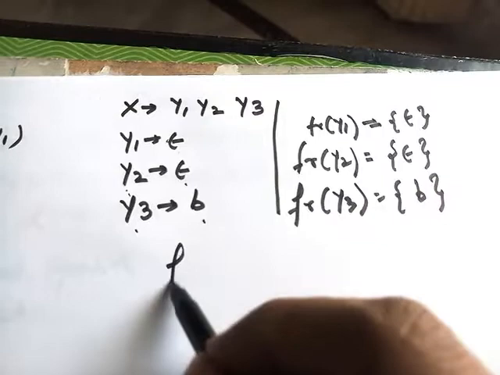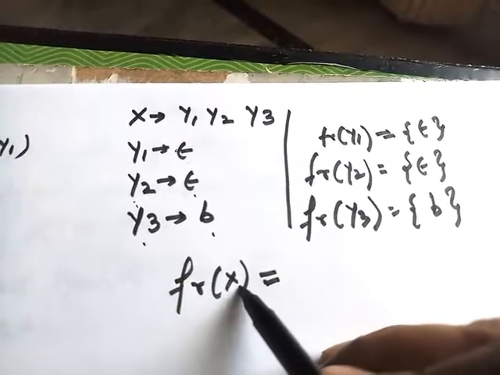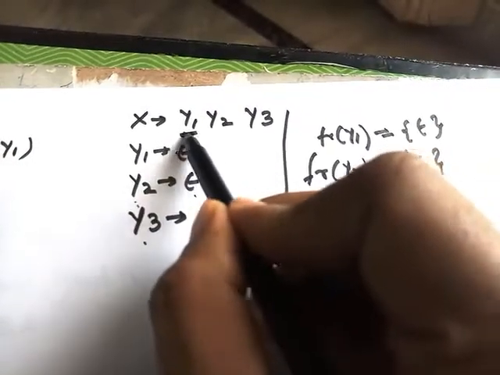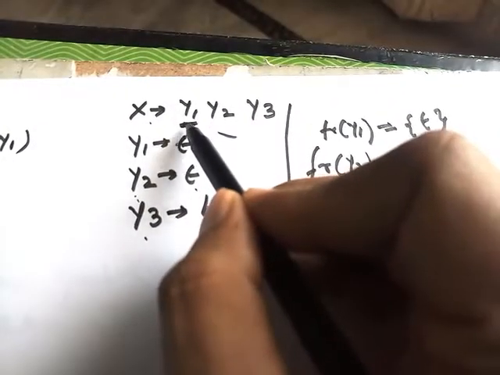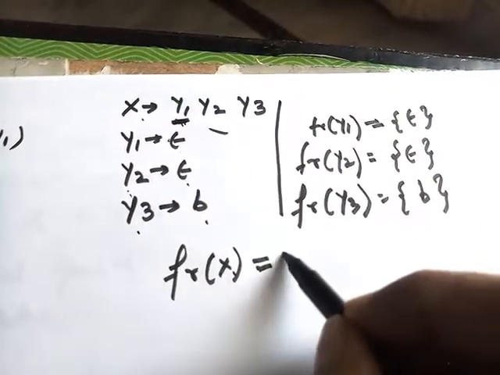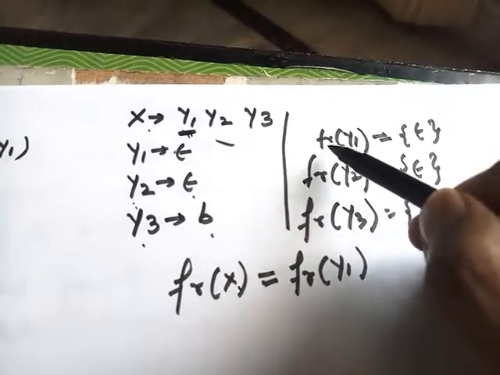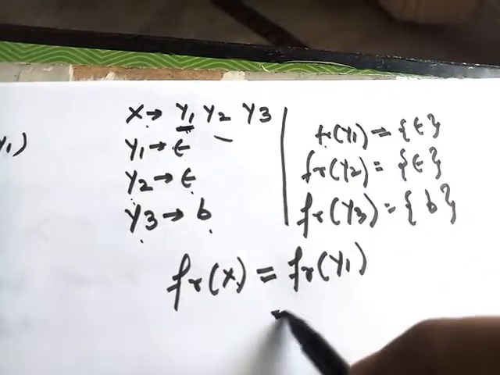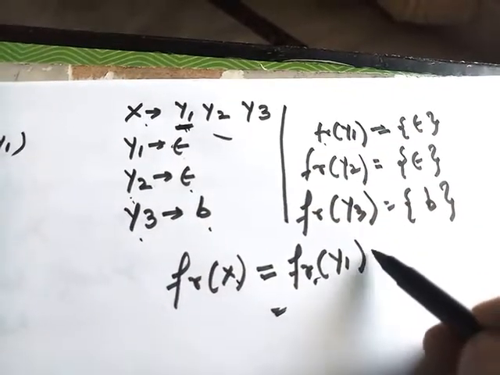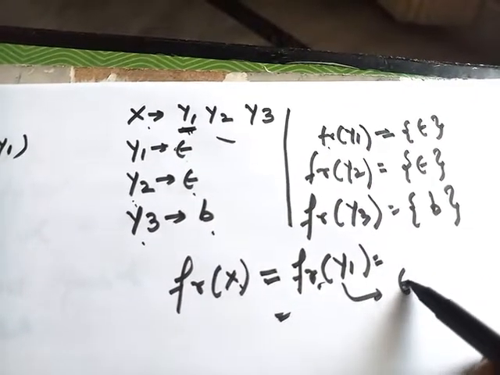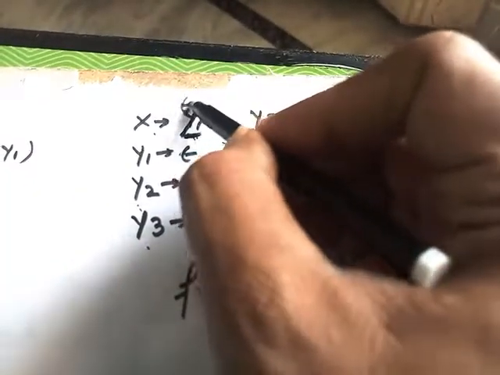Now the question is, what is first of X? The first of X is first of Y1. X generates these three symbols. Out of these three, which one is the first one? Y1. So first of X is first of Y1. Now you can see, what is first of Y1? Epsilon. So we substitute this epsilon over here and make it like this.